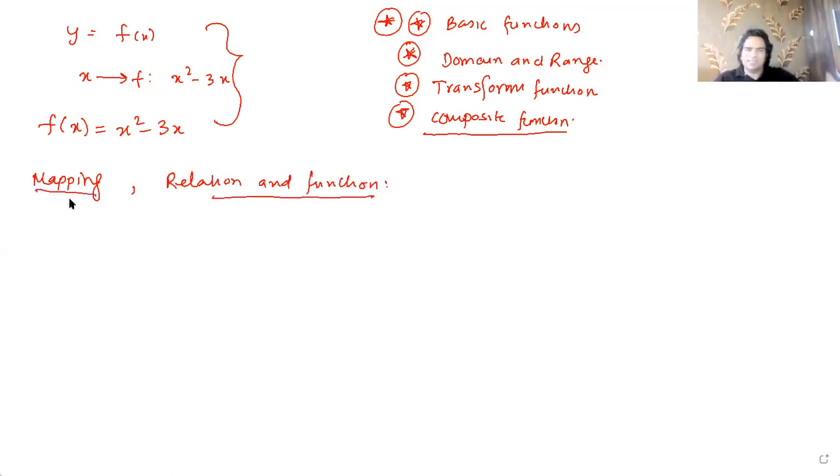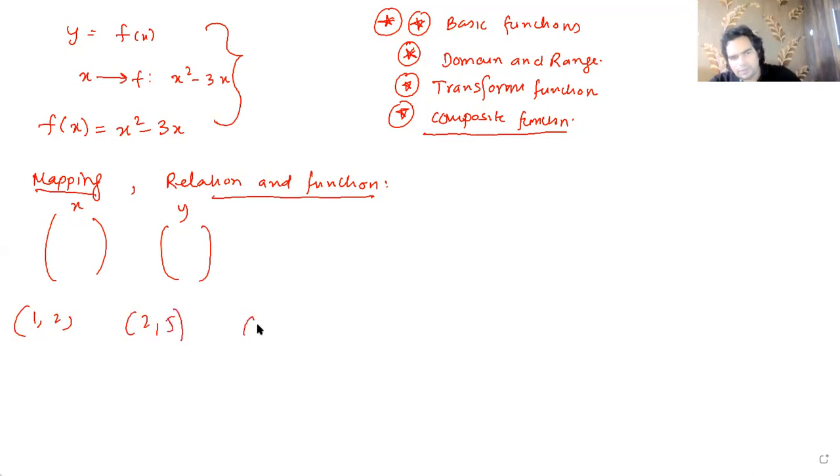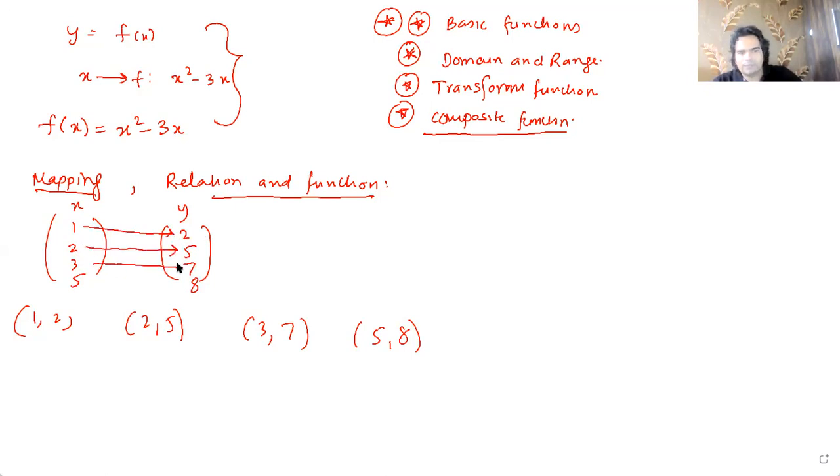So mapping is basically like, for example, if you have these x values and these y values. Let's say I have 1, 2, 3, and 5 as the x values. They are mapped with 2, 5, 7, and 8. So 1 is mapped with 2, 2 is mapped with 5, 3 is mapped with 7, and 5 is mapped with 8. And this is referred to as one-to-one mapping.